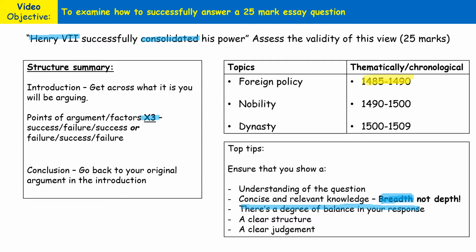As I mentioned already, there needs to be a clear structure. It shouldn't be jumping between a topical structure or a chronological structure. It should be clear to the marker exactly which approach you're taking. And finally, a clear judgment which should appear throughout your answer. The marker shouldn't just get to your conclusion and be surprised at what your overall judgment is. There needs to be a really succinct and clear judgment throughout the whole of your essay.